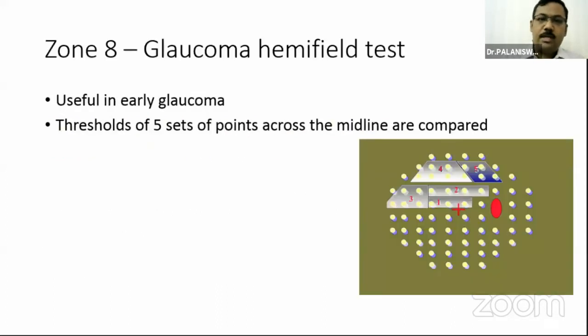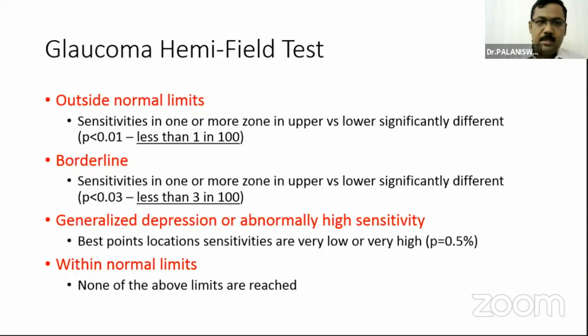Zone 8 is a glaucoma hemifield test. As we all know, most of the glaucoma damage occurs in the arcuate areas across the horizontal midline. So in this, 5 sets of points are taken and the thresholds are compared. The report we get is outside normal limits in case the difference of sensitivities is seen in less than 1 in 100. Borderline in case the difference of sensitivities is seen in less than 3 in 100. Then we have generalized depression and abnormally high sensitivity. If none of the above conditions are met, then it comes as within normal limits.